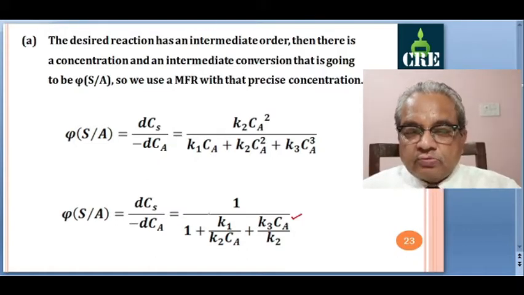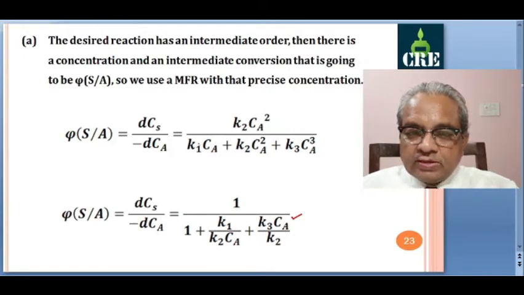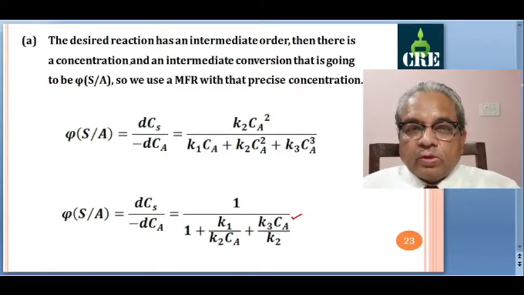So here if you look at this final form, the desired reaction is of intermediate order, meaning 2. One reaction is having order less than this, one reaction is having order greater than this. So it is intermediate order, and we need an intermediate concentration and an intermediate conversion. So we will use MFR with that particular concentration.